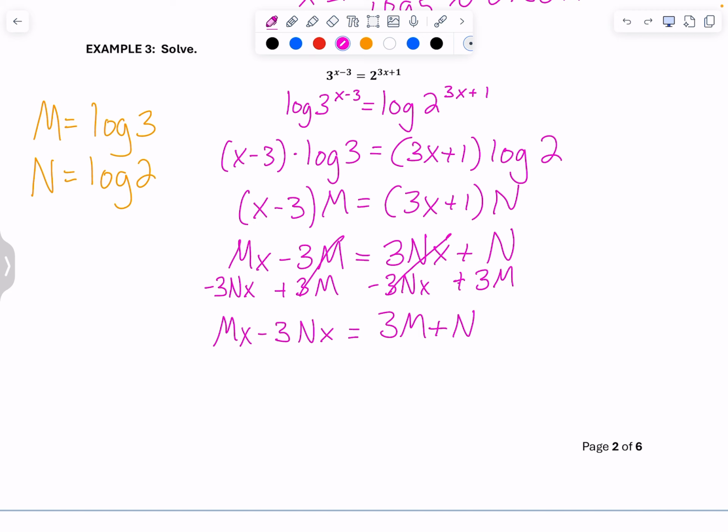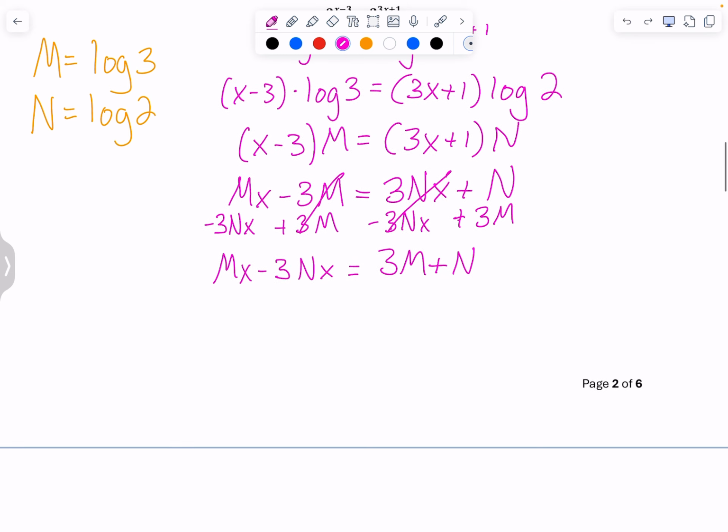This is where people get stuck. The problem right now is I have 2 x's and I want 1. So what we're going to do, you notice that both terms have an x in it? So I'm going to pull the x out. What would be left inside if I factor out x? Perfect. M minus 3n. Now I only have 1x.